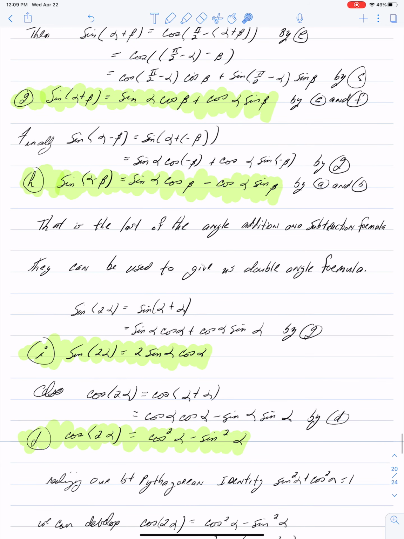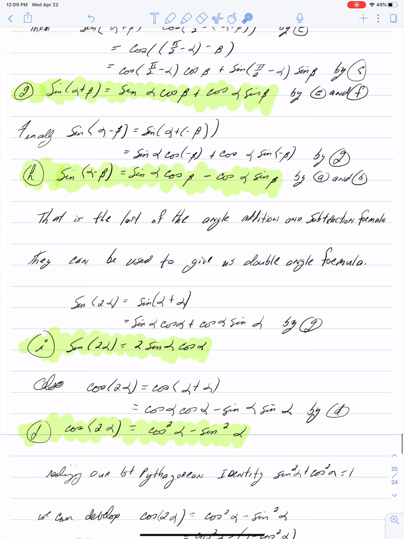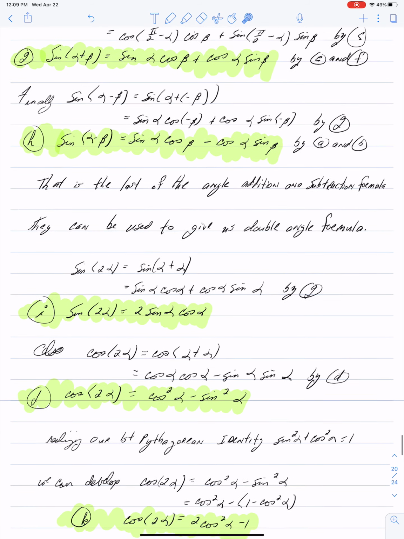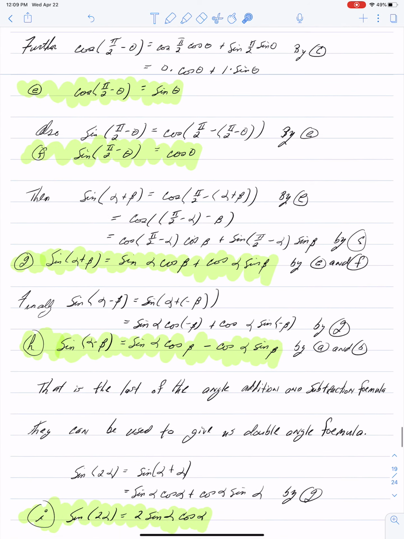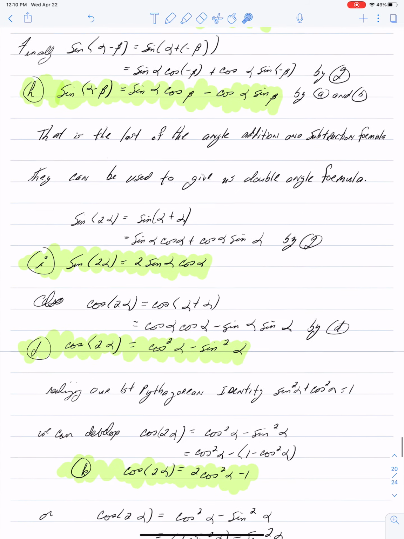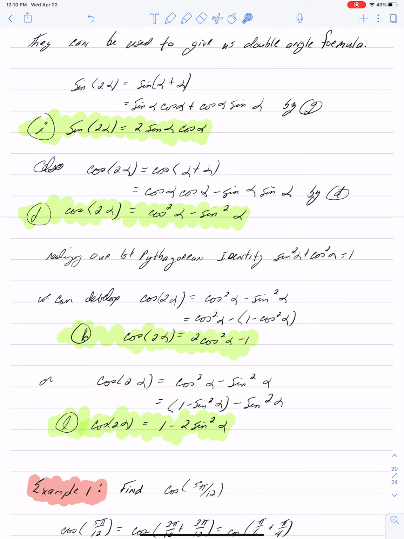Okay? But remember, cosine of minus beta is just cosine beta. Sine of minus beta, however, is minus sine beta by A and B at the very beginning of this. And I get sine of alpha minus beta is sine alpha cosine beta, subtract cosine alpha sine beta. And that is the angle subtraction formula for the sine. So angle addition and angle subtraction formulas for the sine and cosine are very useful, and I find people don't know them.